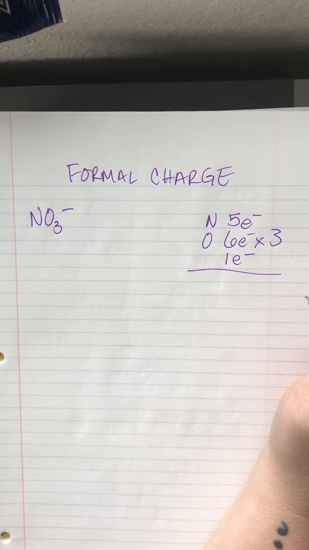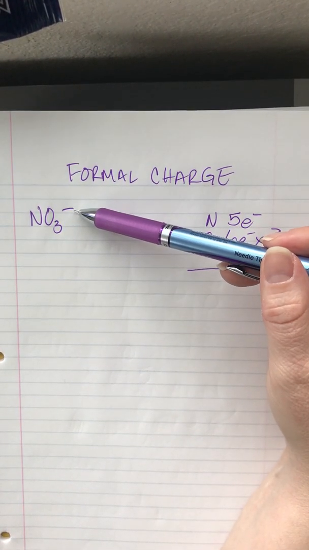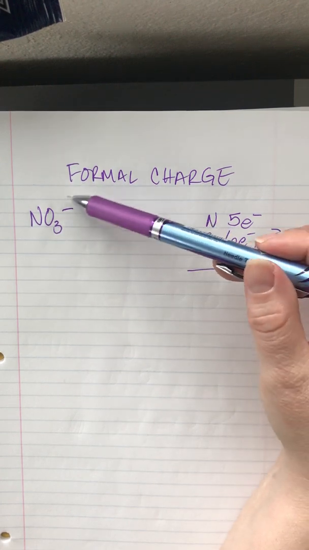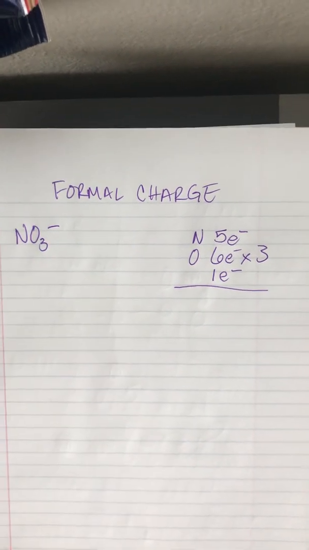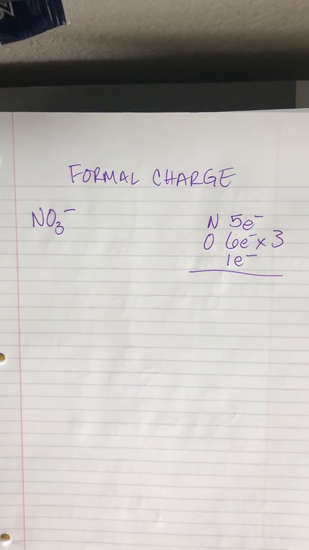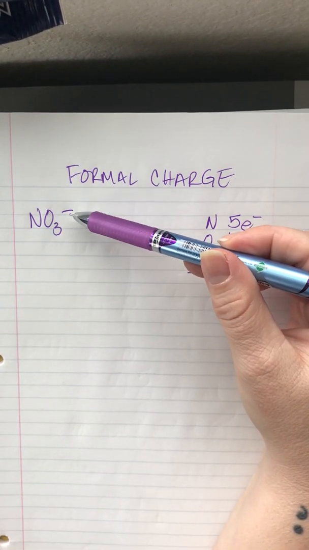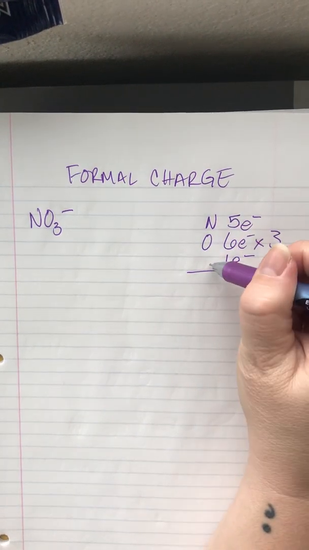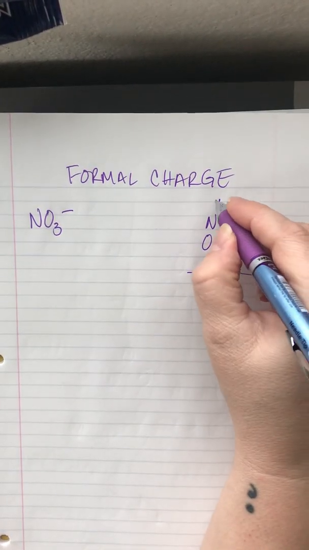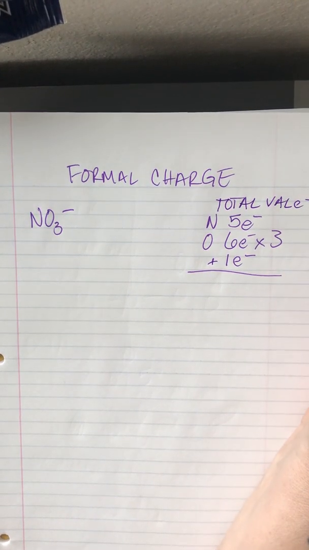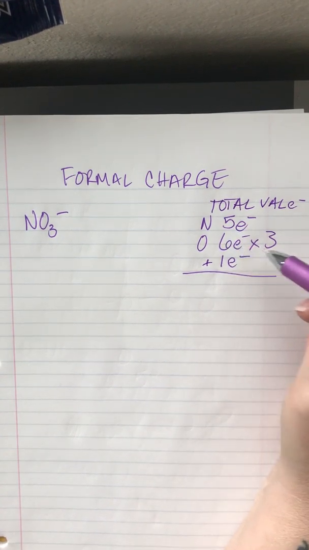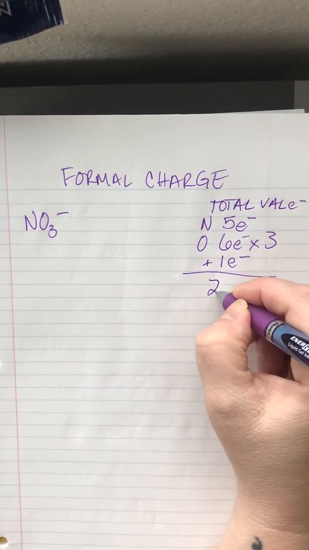Everybody all right with me there? Oh, we add 1 more. Yes. So anytime you have a charge on the outside, we have to add an extra electron to our total. Right, so our total valence electrons would be 18 plus 6, 24.